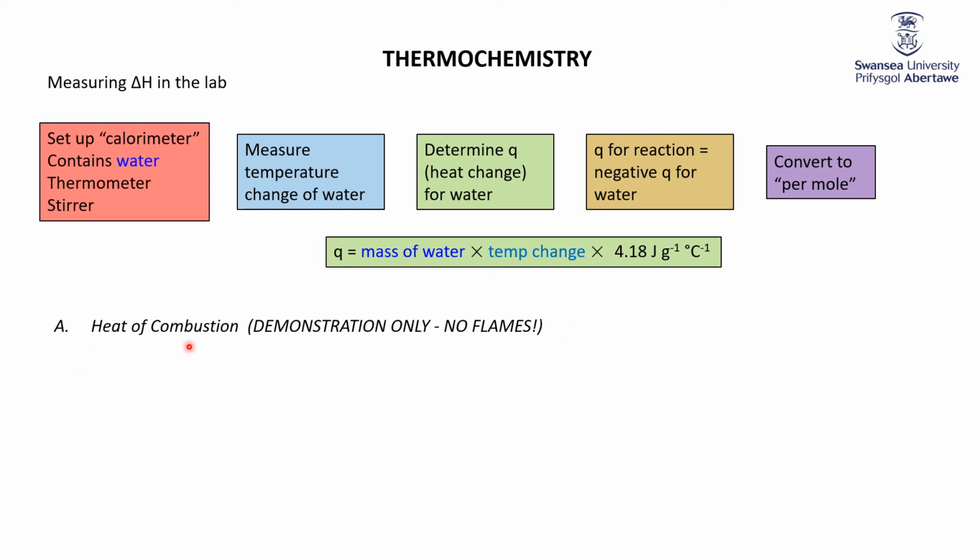Anyway, so first of all, heat of combustion, and we're going to do a heat of solution, determining the heat change when we dissolve ammonium chloride in water. And then finally, we're going to do a heat of reaction. We're going to look at a neutralization reaction and determine the heat of reaction. But again, the process all the way through is overall the same.